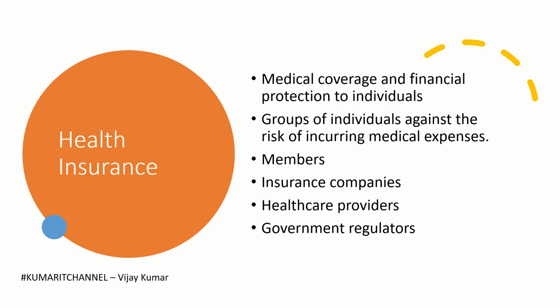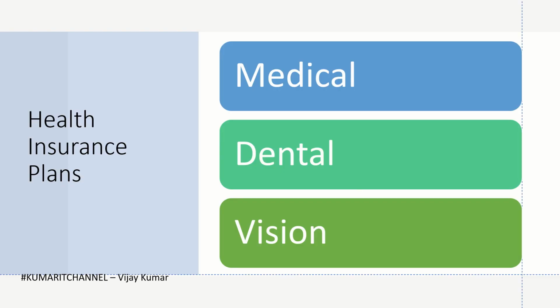What are the different health insurance plans that an individual can take? The first is medical, then they can take dental and vision. Based on the plans they have taken, they would be paying a premium. There are chances they may be paying a premium separately for medical, dental, and vision. And if you're working for a specific employer, the employer may pay on your behalf for the entire thing as part of the benefits.